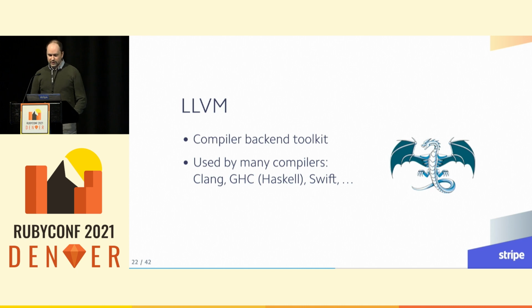So just a little bit more information about LLVM. As Jake mentioned, it's kind of a compiler backend toolkit. So in addition to this target independent assembly language, it has lots and lots of optimizations built up that it can apply to those. And so, by targeting LLVM, we're getting all of those optimizations sort of for free, which is really great. And LLVM is used by many other industrial strength compilers, including Clang for compiling C and C++, GHC for compiling Haskell, and Apple's Swift compiler.